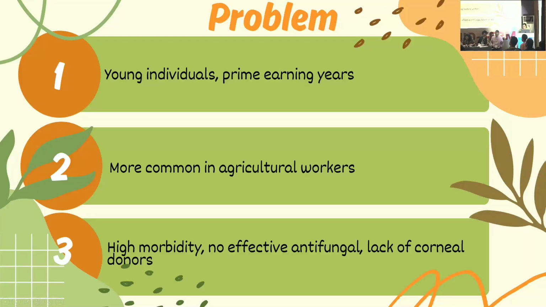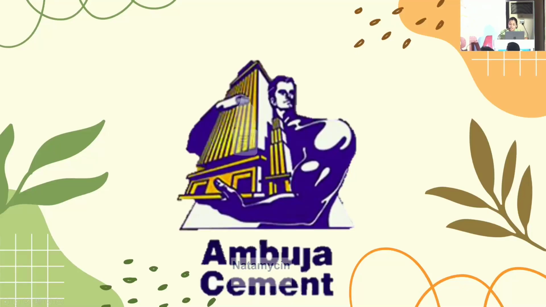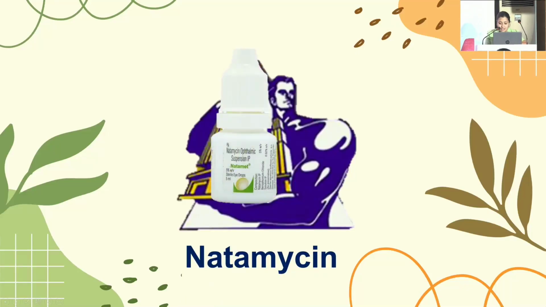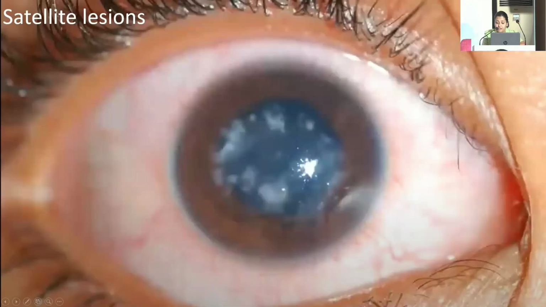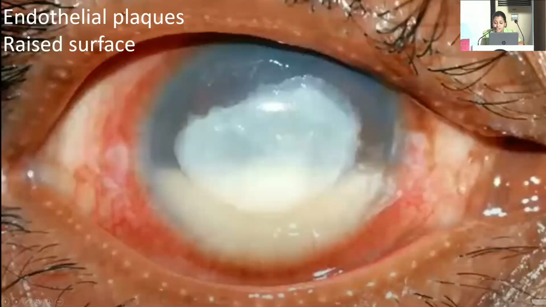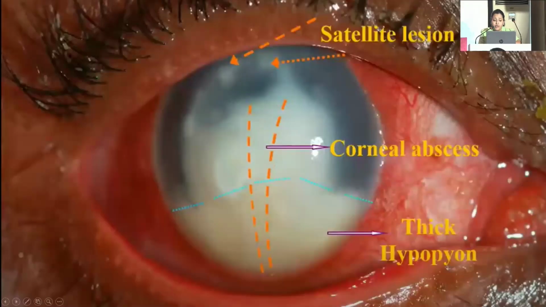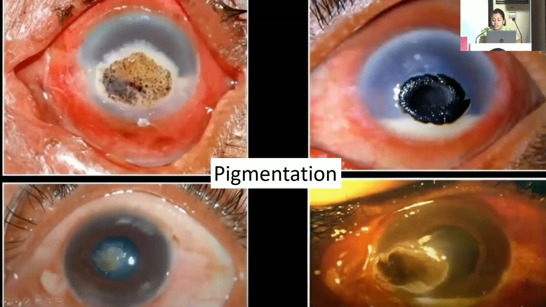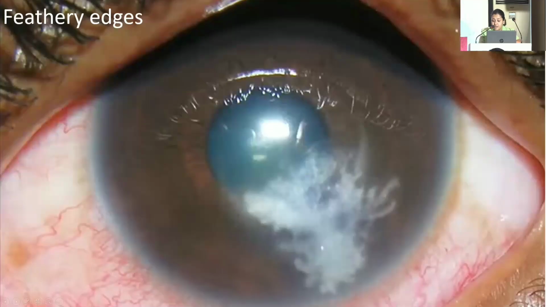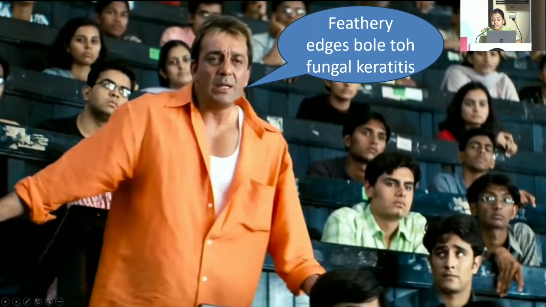While antibiotics keep on evolving and we have a new one coming up every 5 years, natamycin has been our first line treatment since the 1960s. While signs like pseudodendrites, satellite lesions, endothelial plaques with raised lesions, a thick hypopyon, immune ring, and pigmentation are all signs which could hint towards fungal keratitis, feathery margin is the one sign that would lead us to the diagnosis. As per the MUTT trial, it is the most specific sign for fungal keratitis.